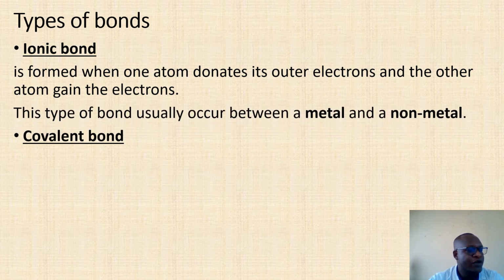And this type of bond is usually formed between a metal and a non-metal, whereby a metal donates the electrons and the non-metal receives the electrons.